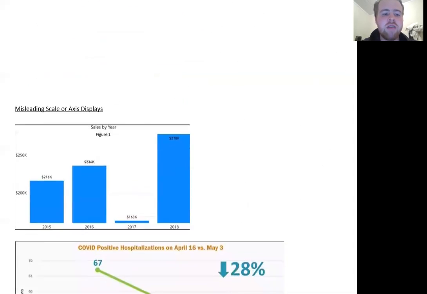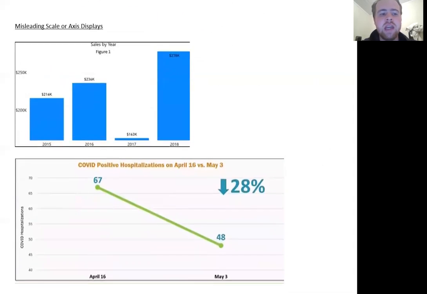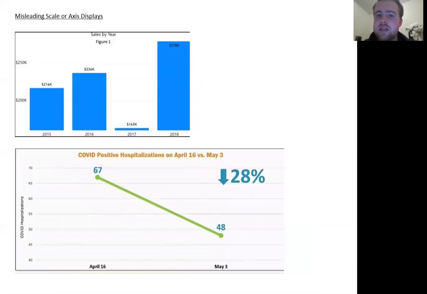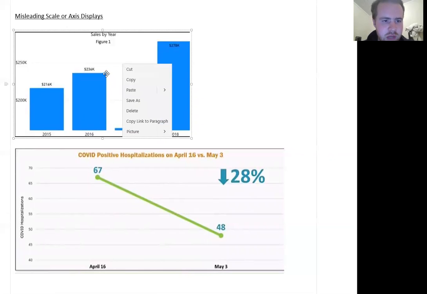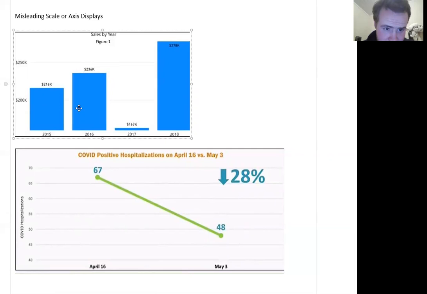All right, now another way that we can mislead people is in the way that we display our data. So it might be that the data is totally legitimate, we haven't cherry picked, but we've just displayed it in a way that makes it seem more significant than it might be. So here we have sales figures of a particular company per year, and you can see it looks like that 2017 was much, much worse than the years before and after it.